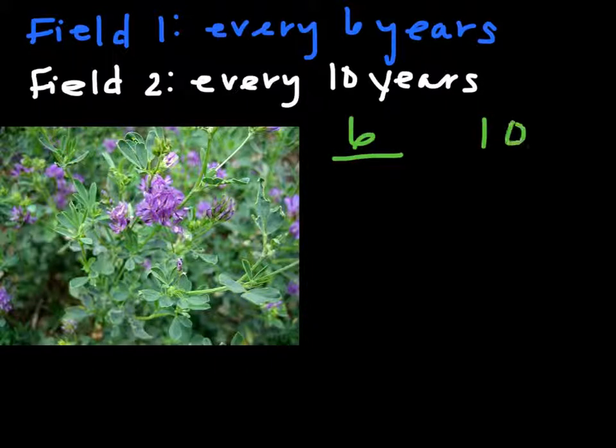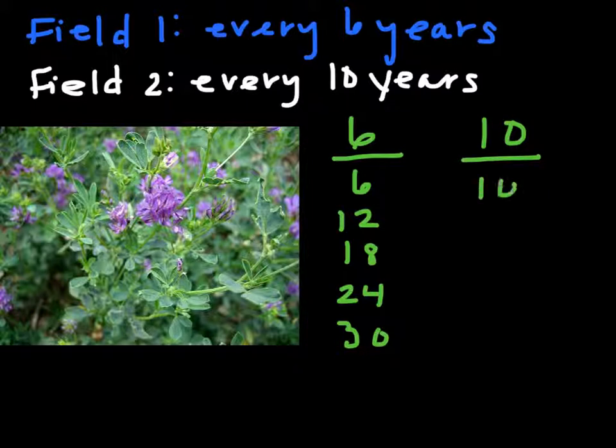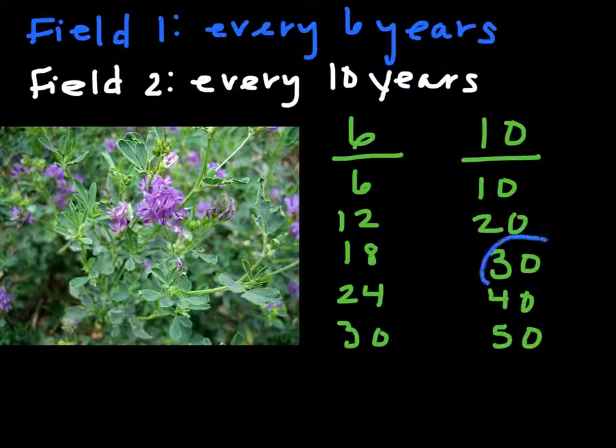6 and 10. Let's start with the first 5 and see how far that gets us. 6, 12, 18, 24, and 30. The first 5 multiples of 10 would be 10, 20, 30, 40, and 50. We have a common multiple, 30, and that will obviously be our least common multiple because it's the first one we've come upon. So in 30 years, the farmer will grow alfalfa in both fields again.